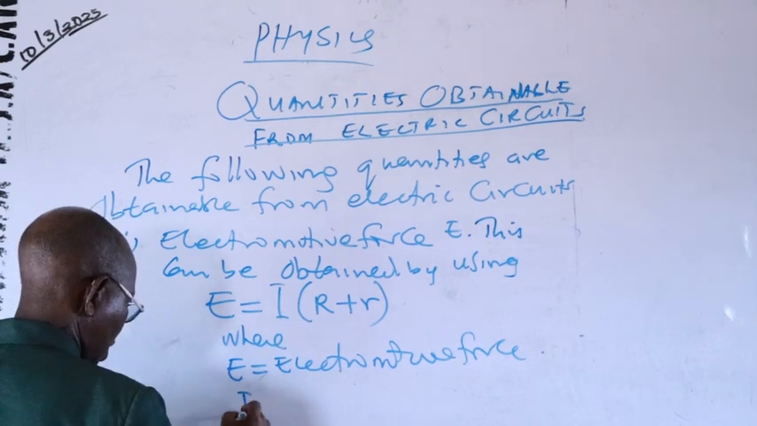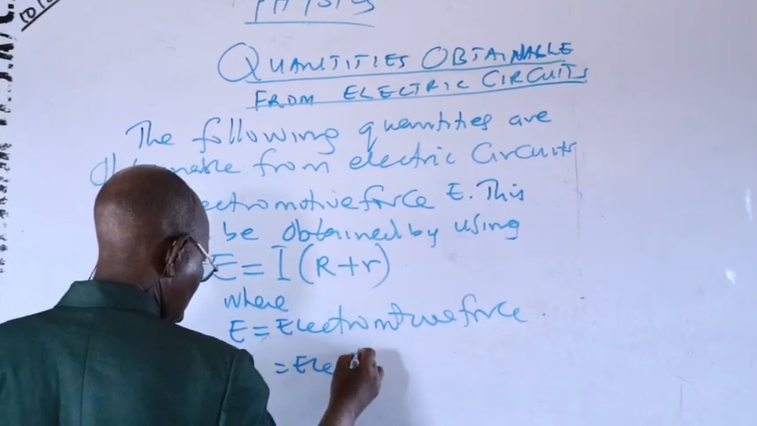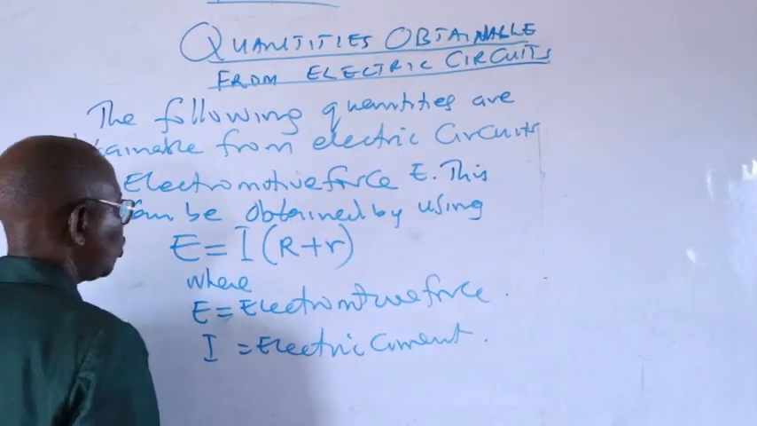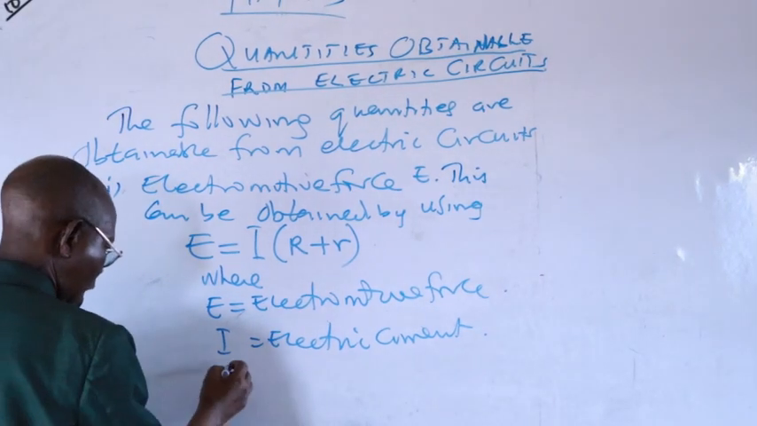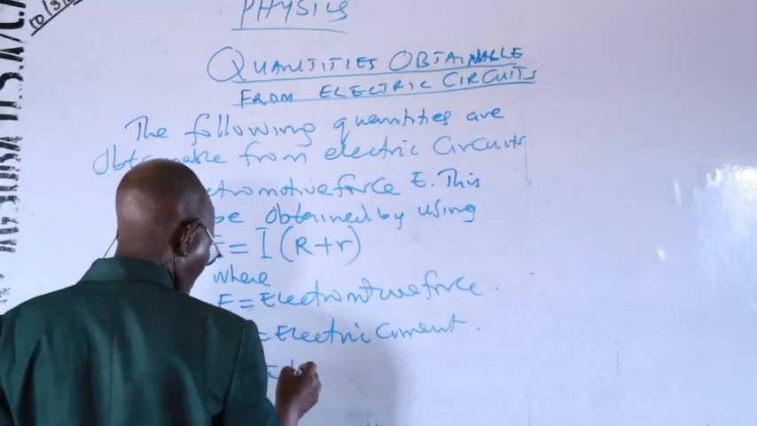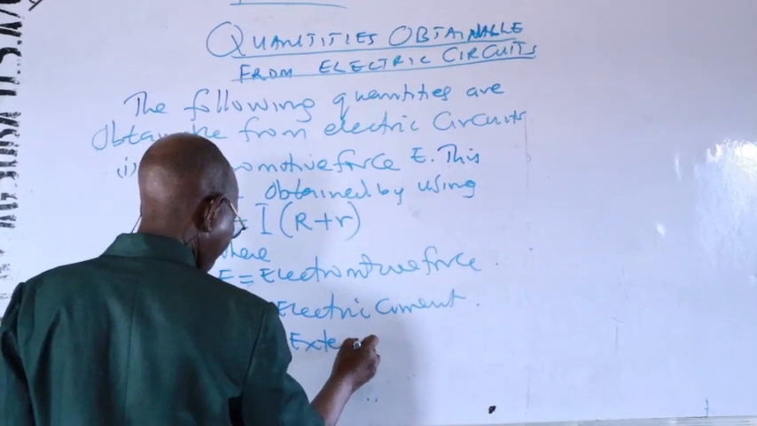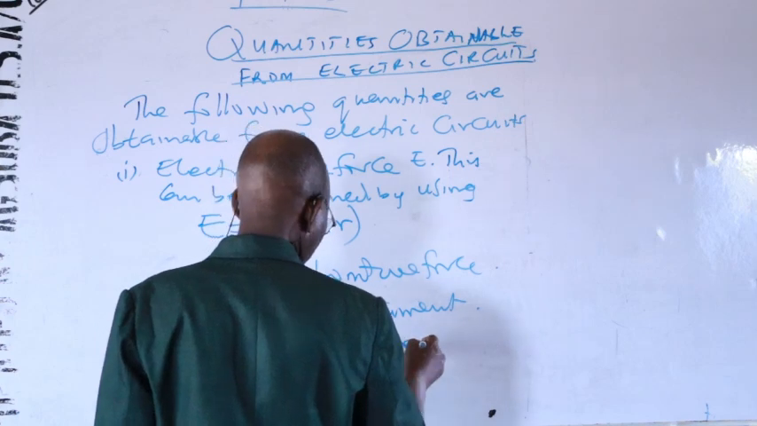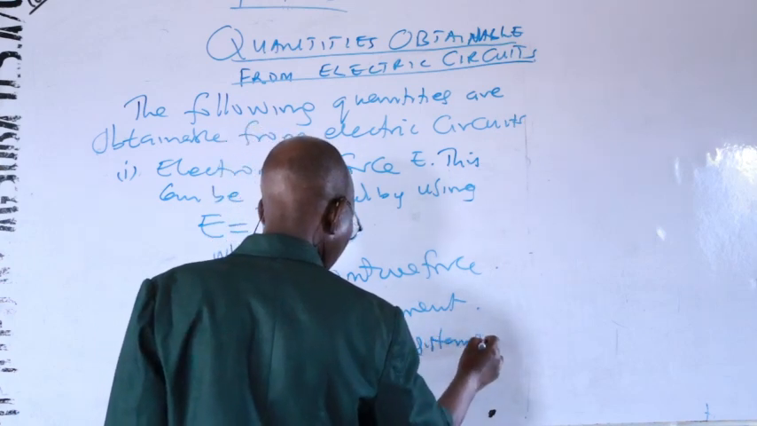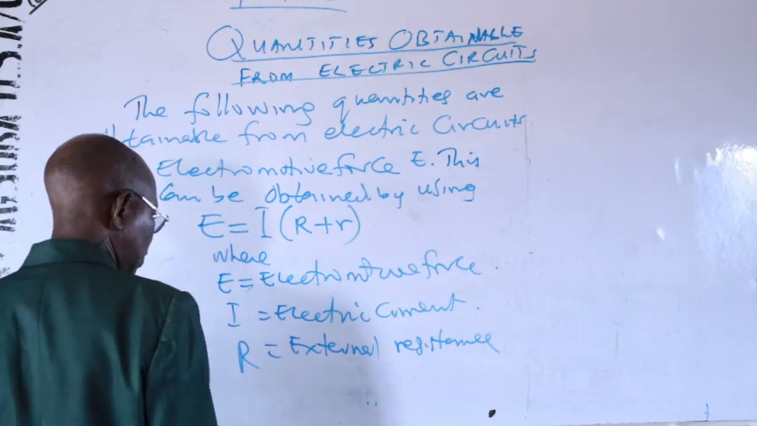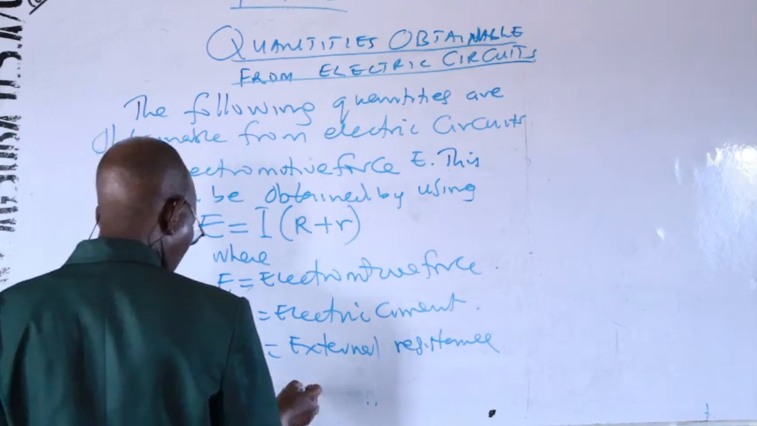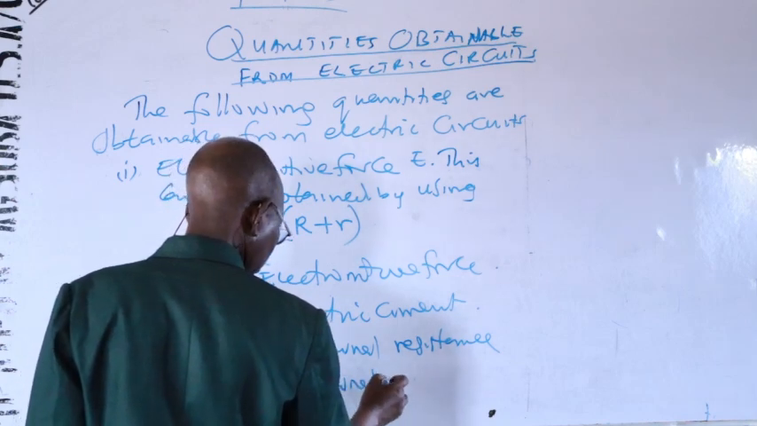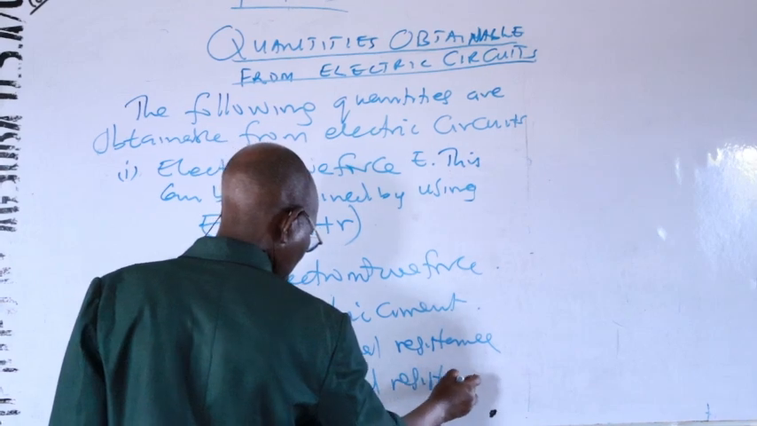I stands for electric current, which is measured in ampere. R stands for external resistance, and small letter r stands for internal resistance.